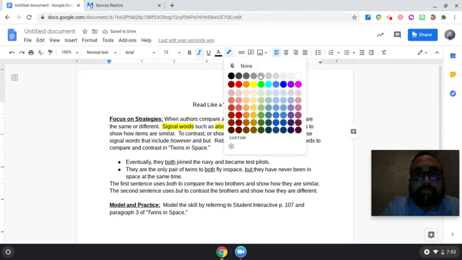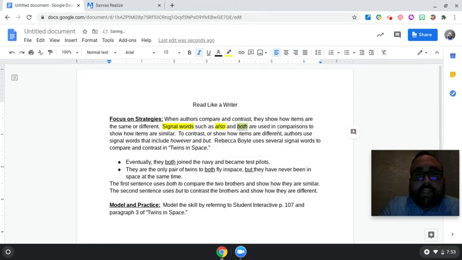Are used in comparisons to show how items are similar. So, also and both mean similar, the same, right? Okay. Now, to contrast, which is opposite, or show how items are different, authors use signal words that include however and but. You can laugh, it's a funny word, but.